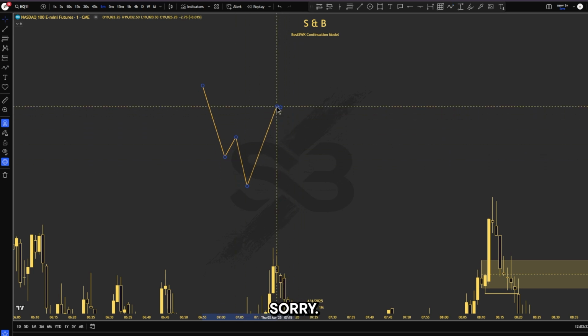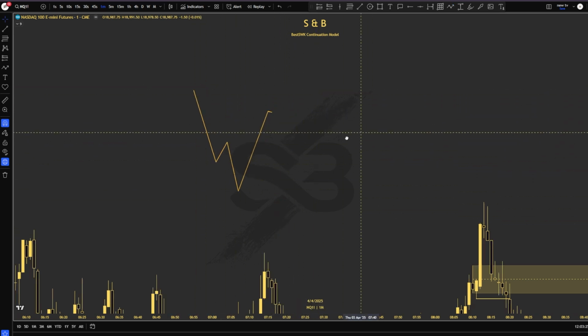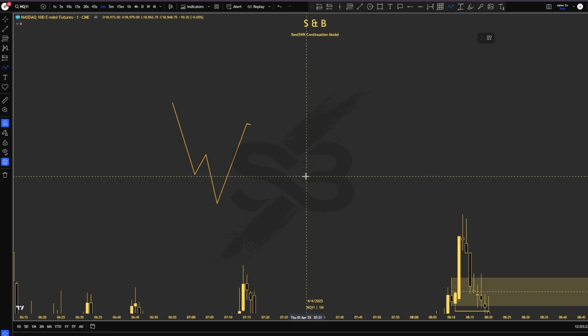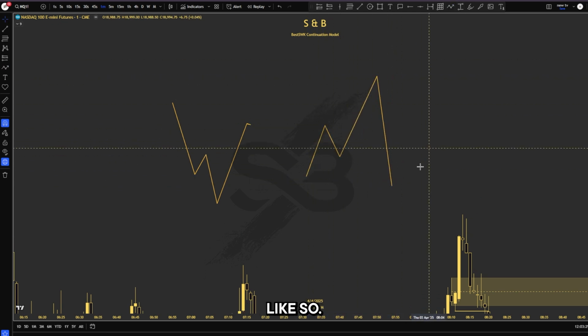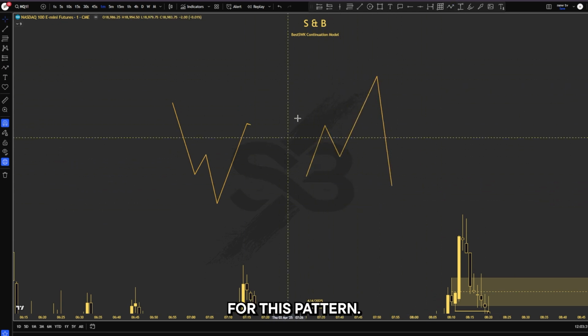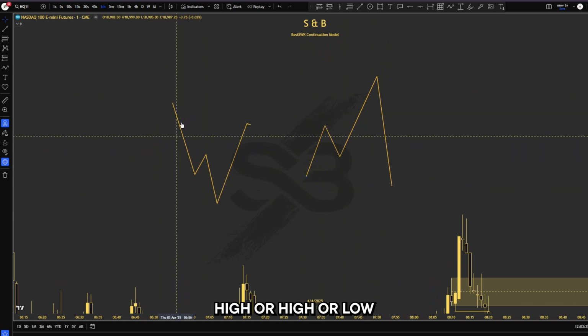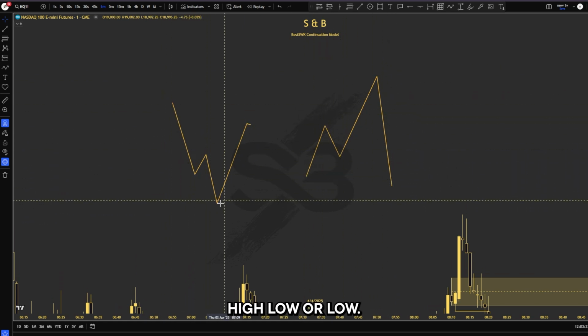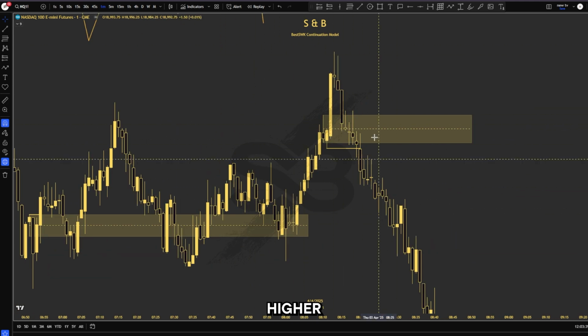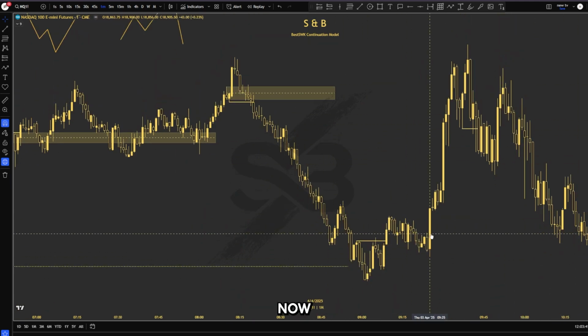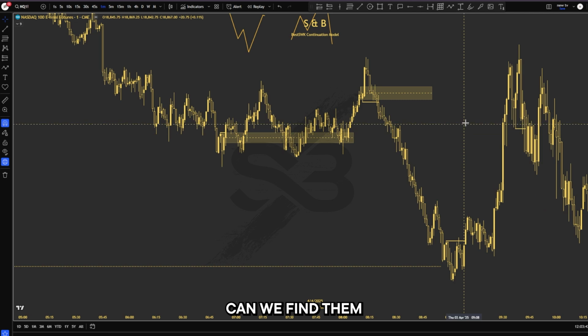Looks like that. Or to the downside, it will look like so. So basically, we're looking for this pattern. We're looking for a swing high, low, higher high, lower low, or a swing low, high, lower low, higher high, making this a CISD. Now, how do we utilize this and where can we find them the most?